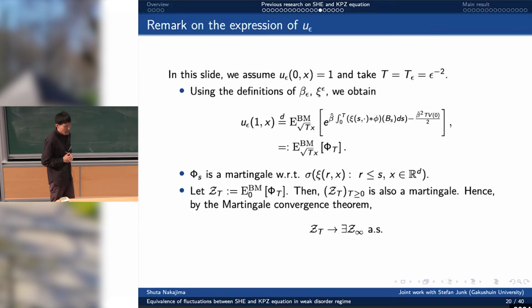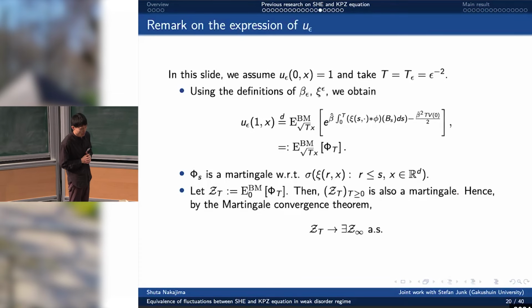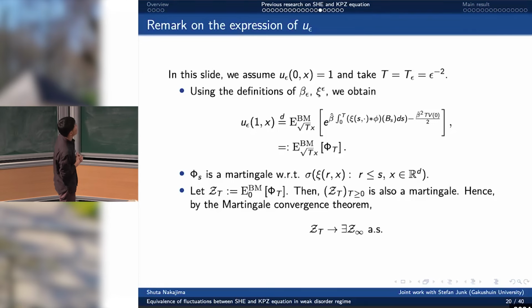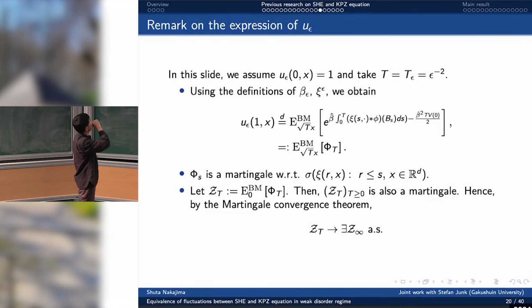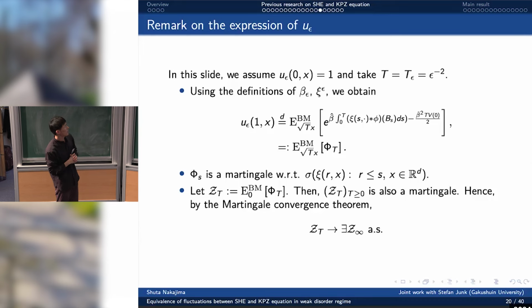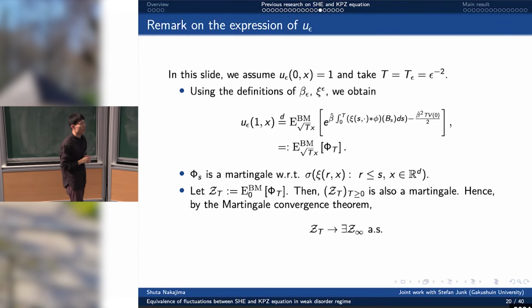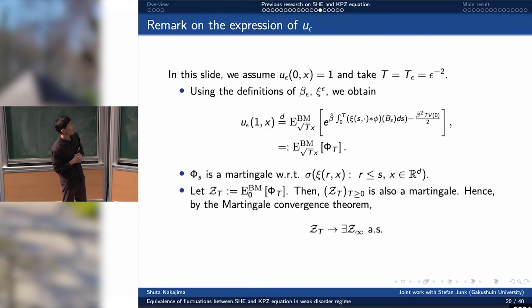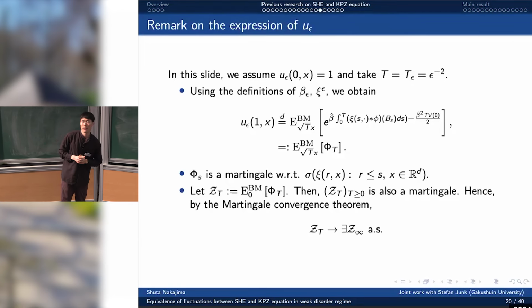And okay, in this slide, I want to introduce a weak disorder regime, which appears in the title. So for simplicity, we assume that u epsilon is 1, so the initial condition is flat. And we take t to be epsilon to the minus 2. Then, as in the previous slide, you know that u epsilon has a polymer expression like this. And we define phi t, the inside of the expectation. And it is easy to check that phi t is a martingale. So you can apply martingale theory.